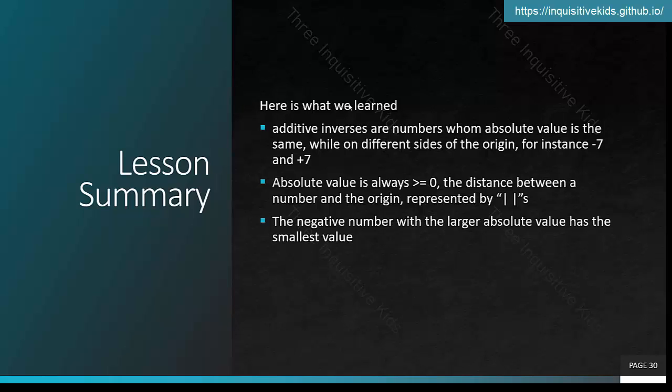Here's what we learned in this lesson. The additive inverses are numbers whose absolute value is the same while on different sides of the origin. For instance, -7 and +7. Absolute value is always greater than or equal to 0. It is the distance between a number and the origin. The negative number with the larger absolute value has the smaller value.